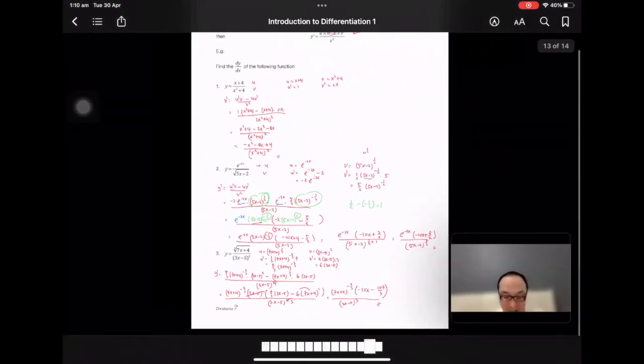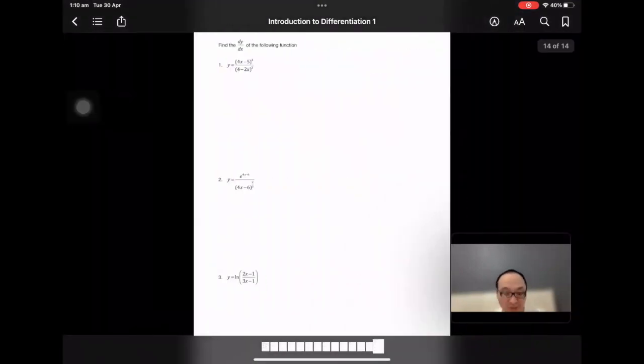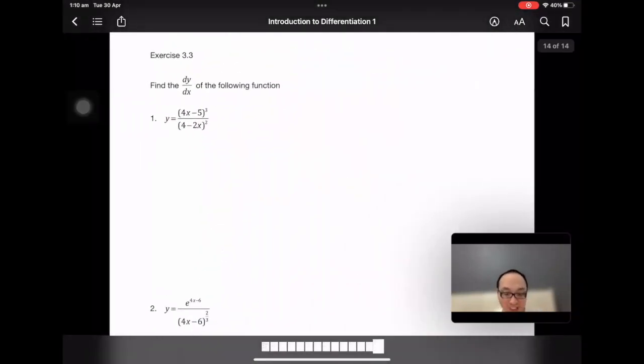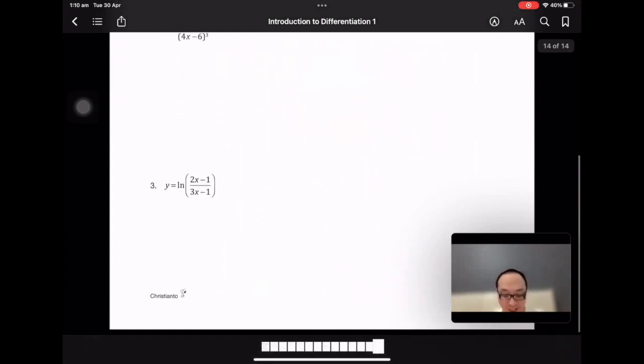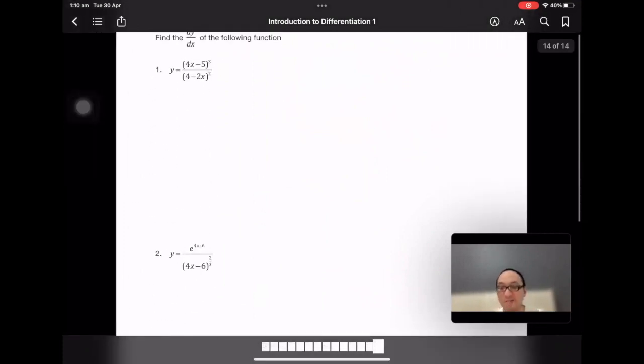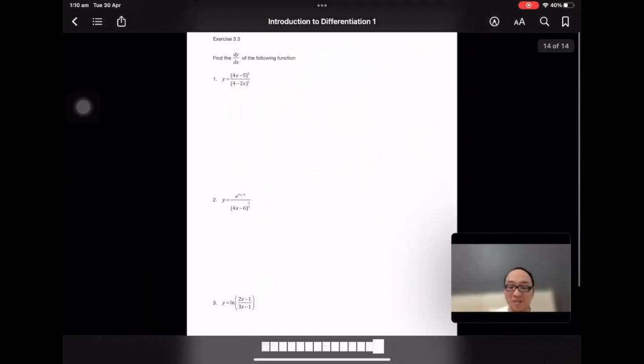So that's the quotient rule. And this is the exercise. You can try by yourself, yeah, as a practice. And that's all for the rules of differentiation. Thank you and bye.